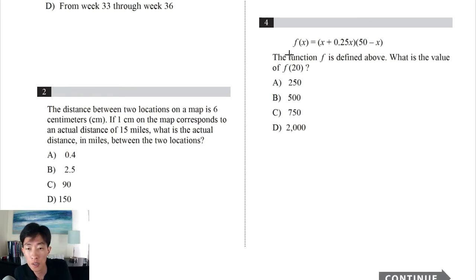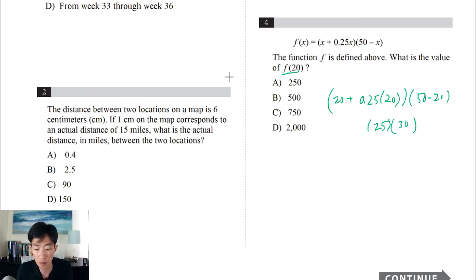Question 4. The function f is defined above. What is the value of f of 20? So that basically means we're plugging in 20 for x. So you can just write it out. That becomes 20 plus 0.25 times 20, and that all is multiplied by 50 minus 20. If you can do this in your head, it might be a little bit faster. 1/4 of 20 is 5. Add that to 20, and it really becomes 25 times 50 minus 20, which is 30. And the answer to that is going to be choice C, which is 750.